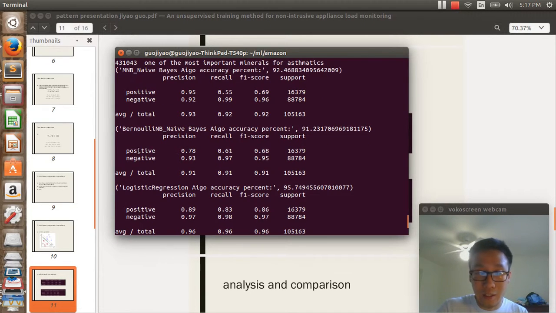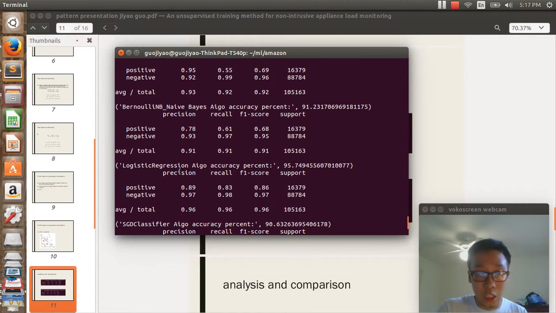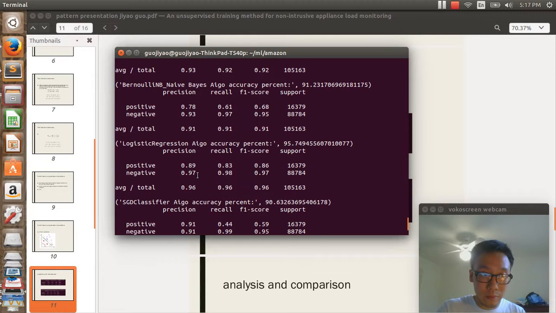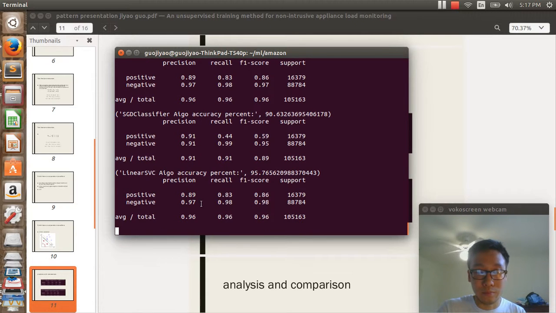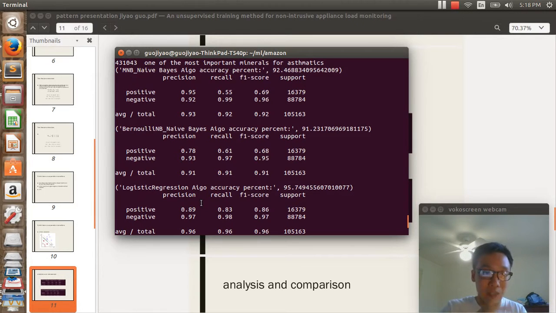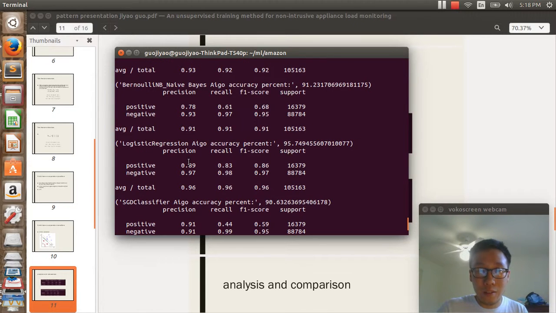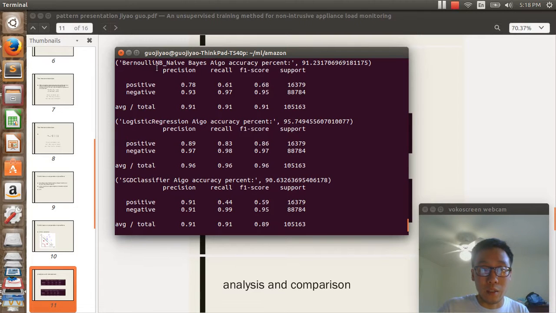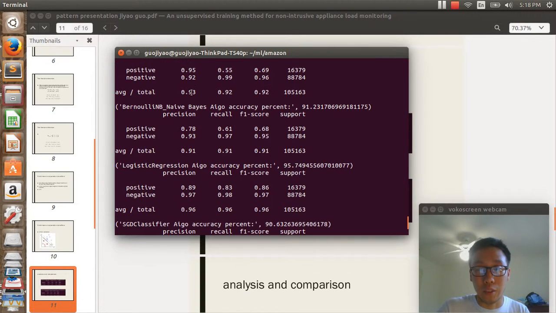For other classifiers, the positive prediction accuracy is normally lower than the negative reviews prediction accuracy. So I guess the negative reviews are easier to identify than the positive reviews. That's why. But this one has a higher positive review prediction accuracy. It's very interesting. And one other thing I want to mention is that the Bernoulli naive Bayesian is not as good as this one.